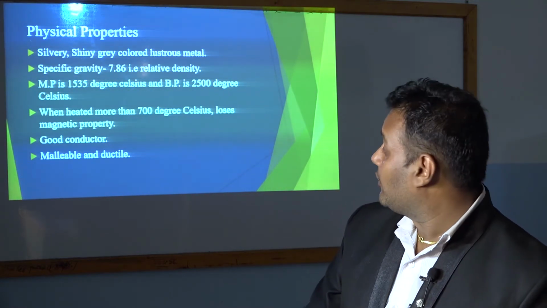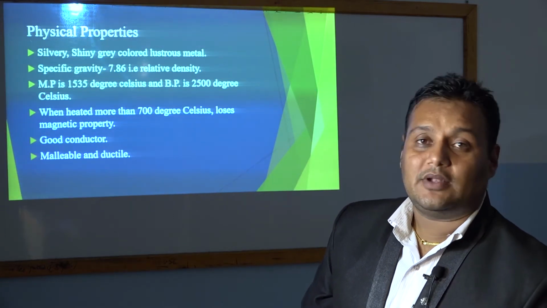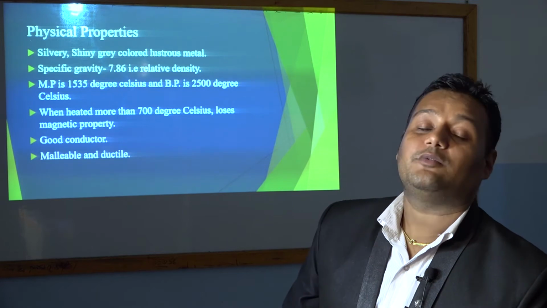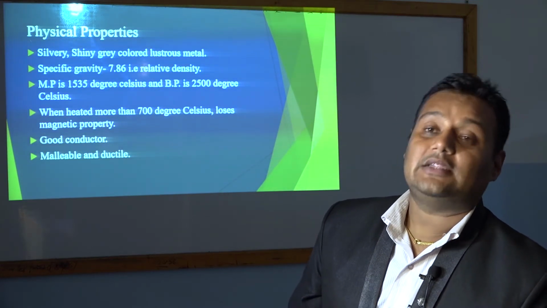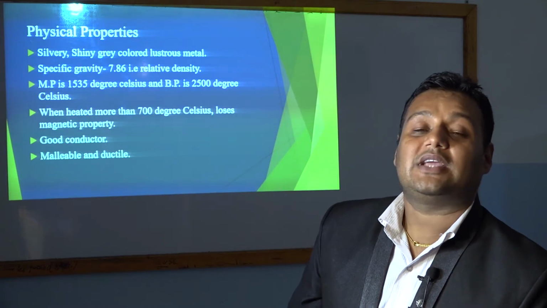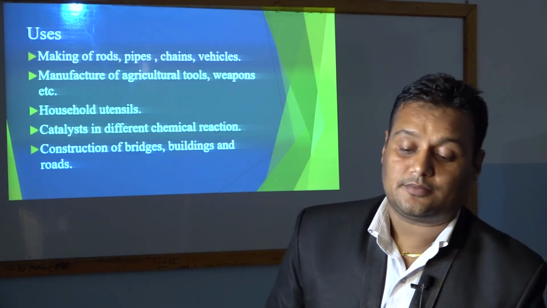It is a good conductor of heat. It is a good conductor of electricity. It is malleable in nature. That means when iron is beaten it turns into a thin sheet, and it is ductile. This means we can make wires from iron.